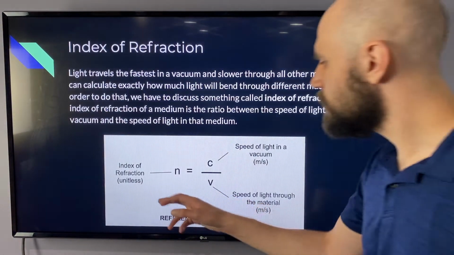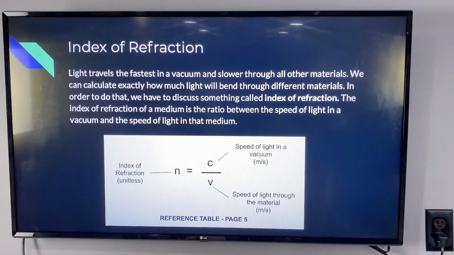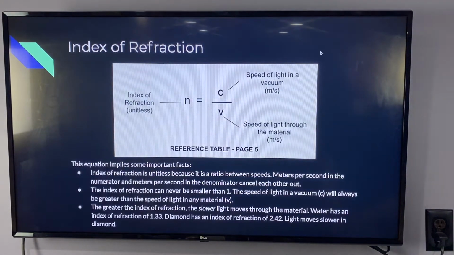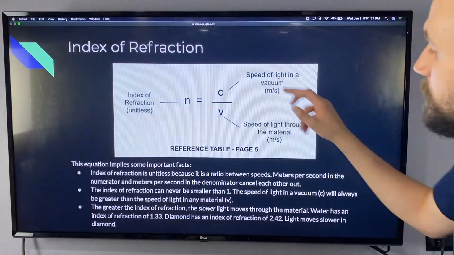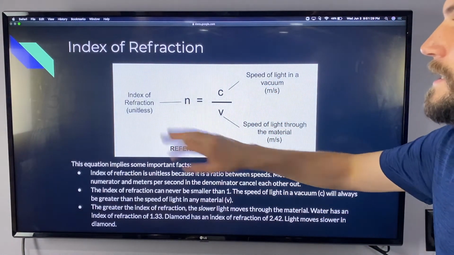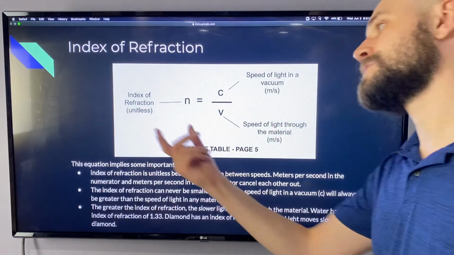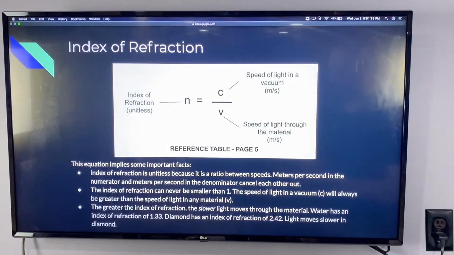So before we use this equation, there's some observations I want to make about this equation. Again, the index of refraction is unitless because we're taking two speeds, meters per second divided by meters per second. This is a unitless quantity. It has to do with the material that the light is moving through.